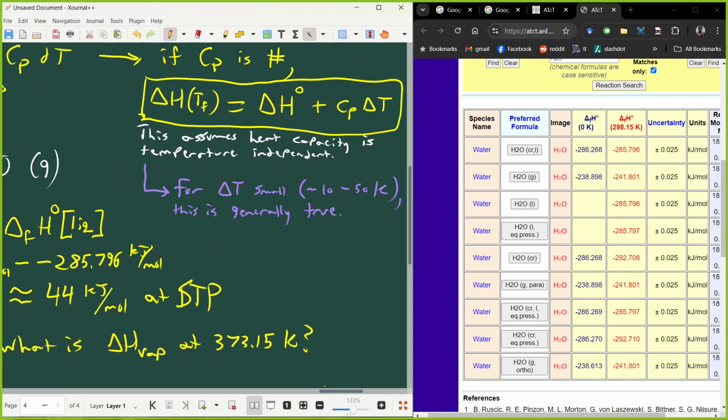which says that we might have to integrate CP. To calculate delta H vap at the boiling point, we need to take the initial value at 298 and add the heat capacity to it. Right, so where do we find the heat capacities for these things?